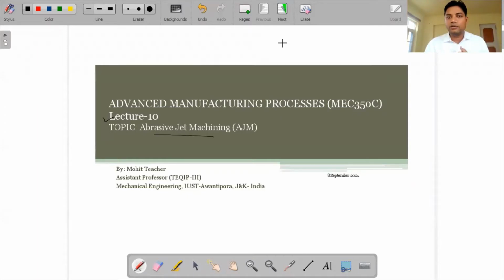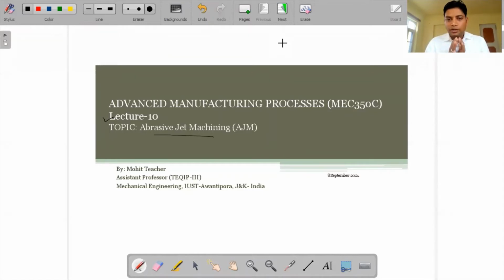As I discussed on the very first day in the introduction, we call these non-conventional machining processes because in conventional machining there is a contact between the workpiece and the tool, but in these processes there is no contact between the workpiece and the tool. In abrasive jet machining there is also no direct contact, but the abrasive particles impinge over the workpiece surface and remove the material.